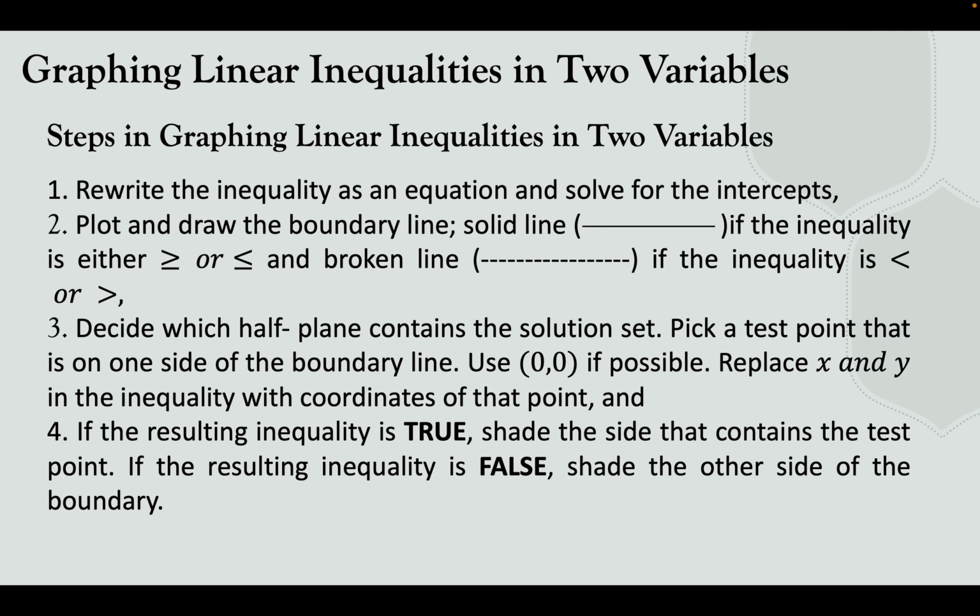For us to know which side of the boundary is true, you can pick three test points for this one. We will use the origin 0, 0 and then two test points from both sides of the boundary line.